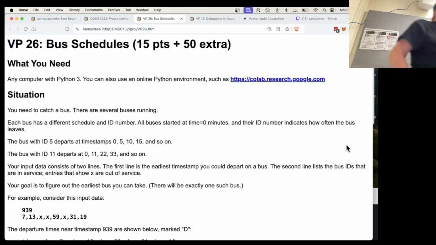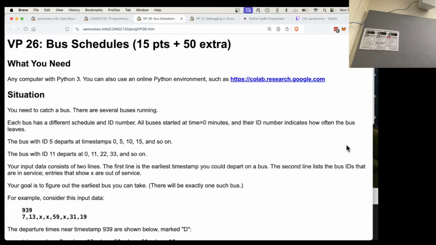This is bus schedules, and like all these, they come from Advent of Code, although I've modified some of them somewhat. So the idea here is you need to catch a bus. You're at a bus stop and there are several different bus lines running. Each bus has a different schedule and ID number.